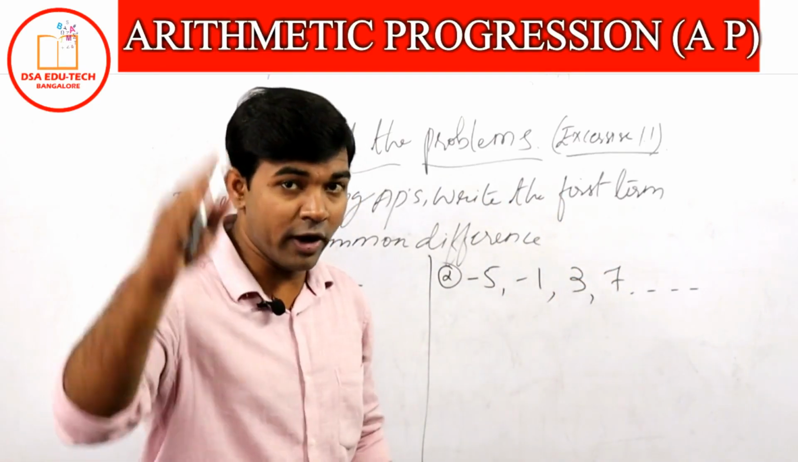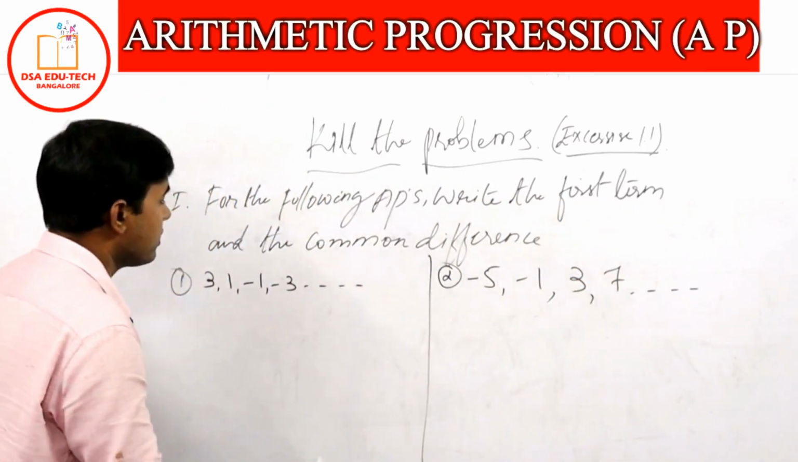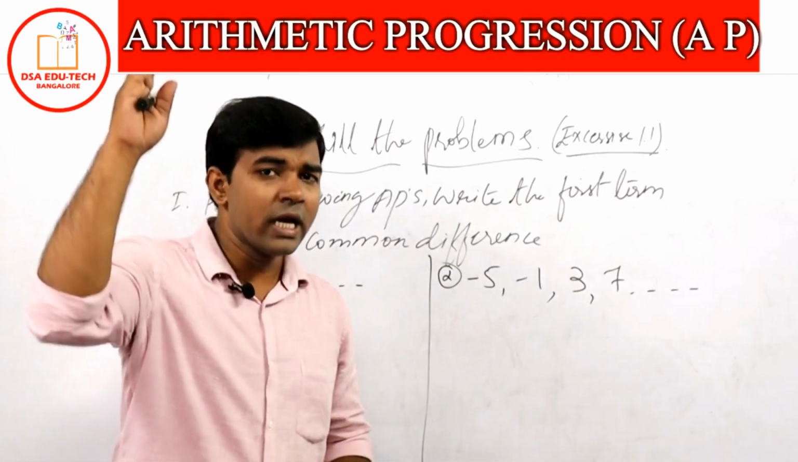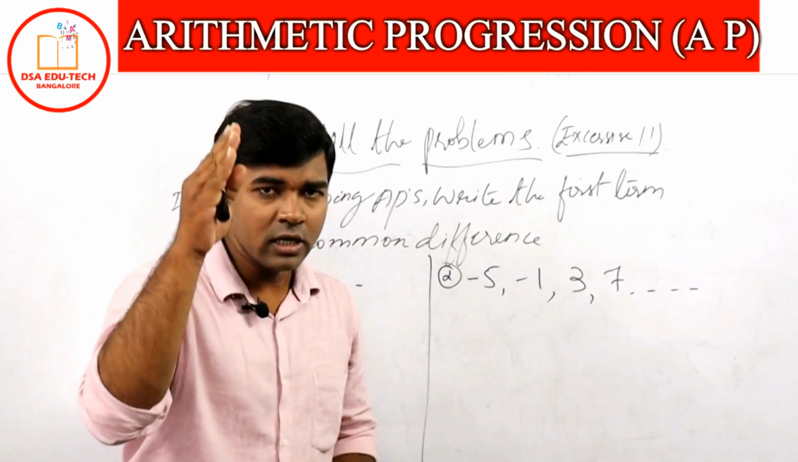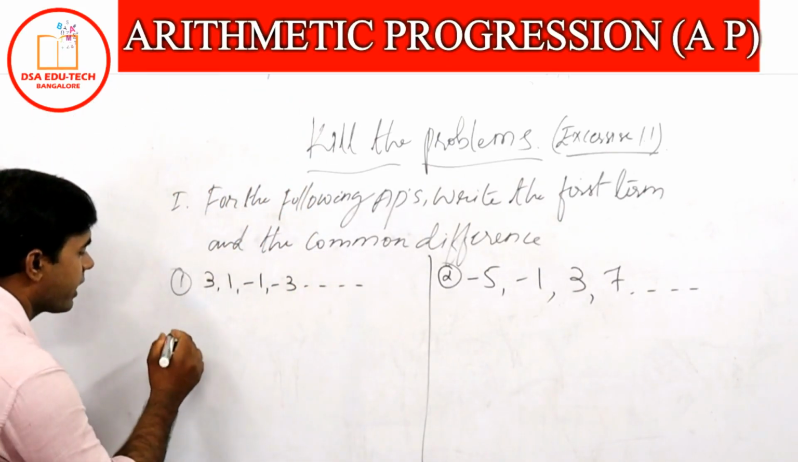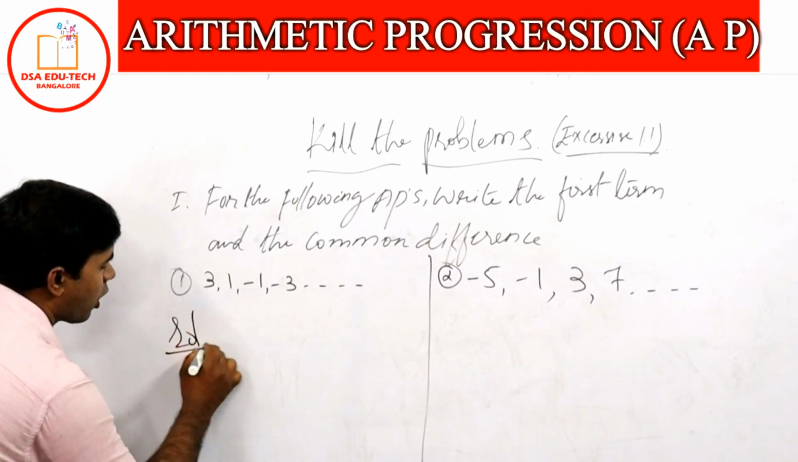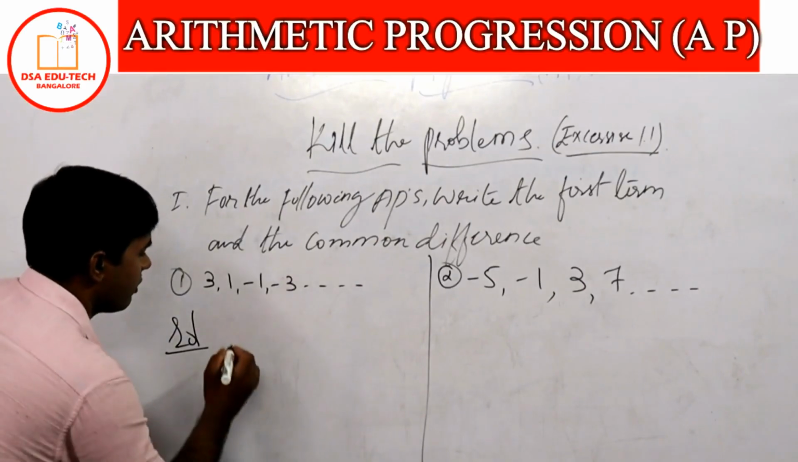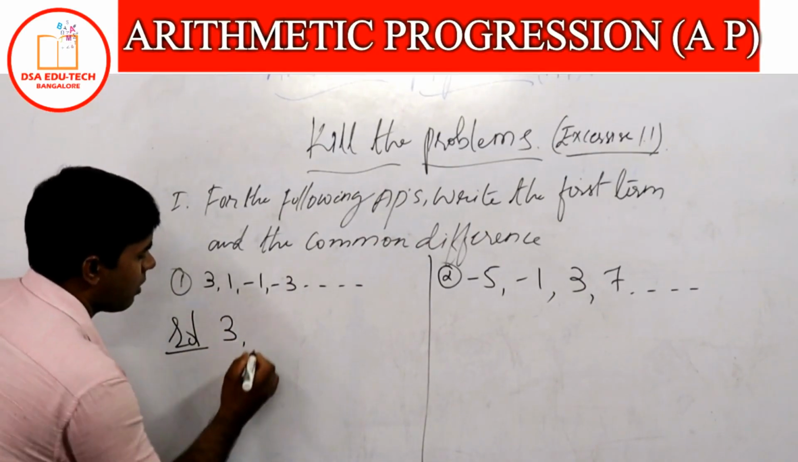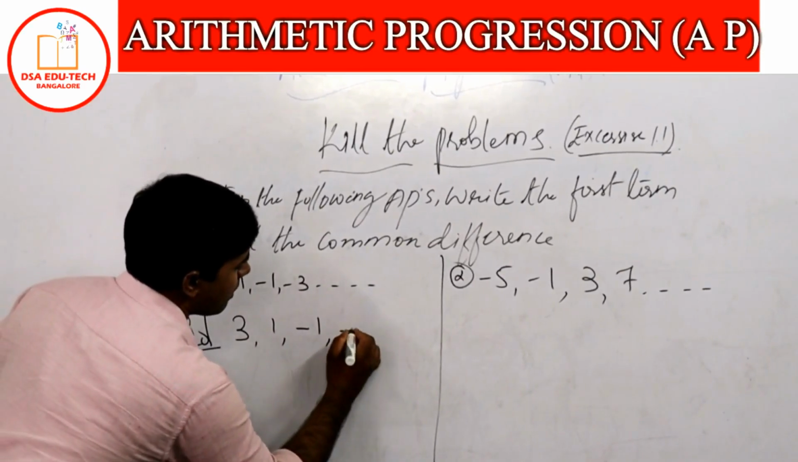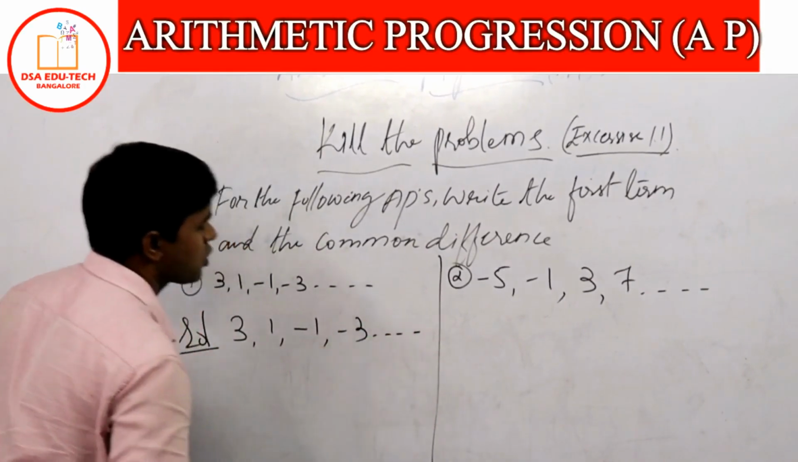They are asking us to find the first term and the common difference. So basically the problem is asking you to calculate the first term and the common difference. So fine, let me take the first problem over here. Let me write the problem once again. I will write this one as 3, 1, minus 1, minus 3, and so on.